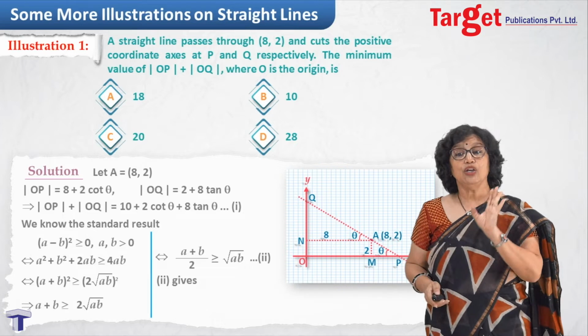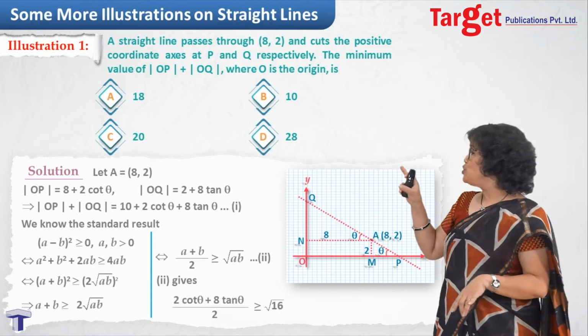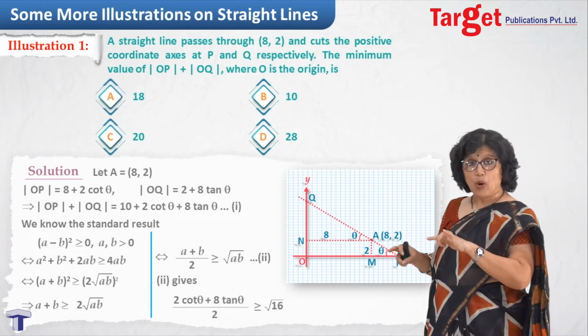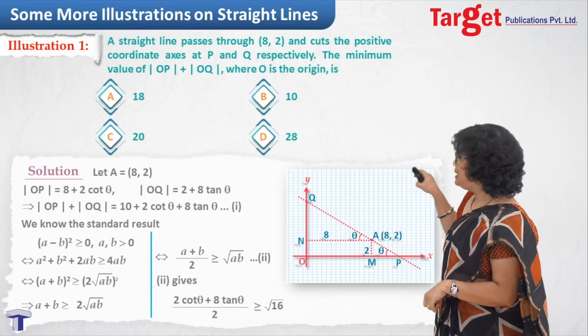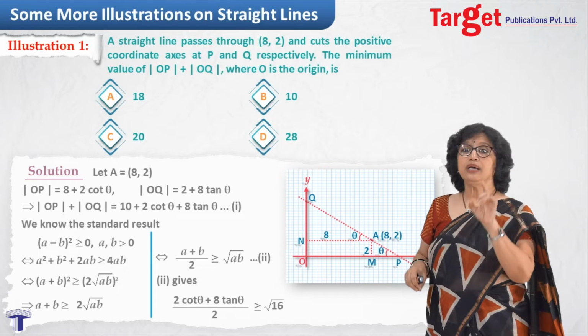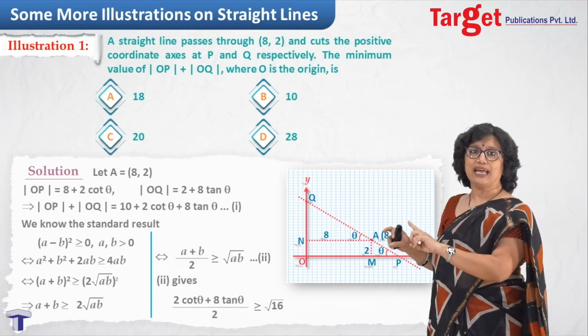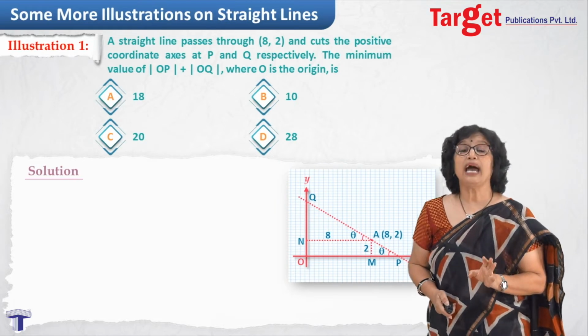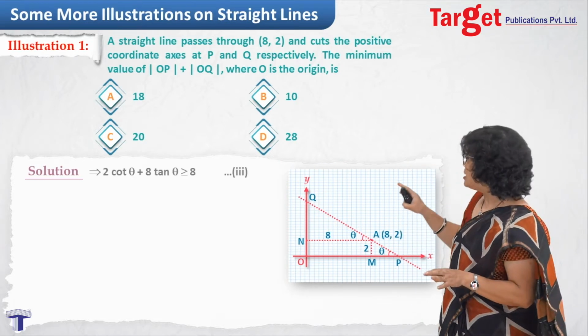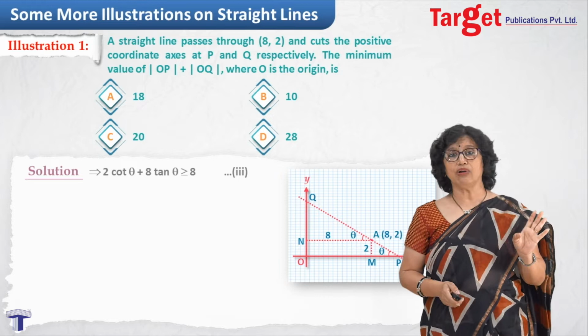Using this, can I write (2 cot theta plus 8 tan theta)/2? That would be greater or equal to, yes, root of (2 cot theta into 8 tan theta), which is simply root 16, and root 16 would be 4. From there I get 2 cot theta plus 8 tan theta greater or equal to 8.